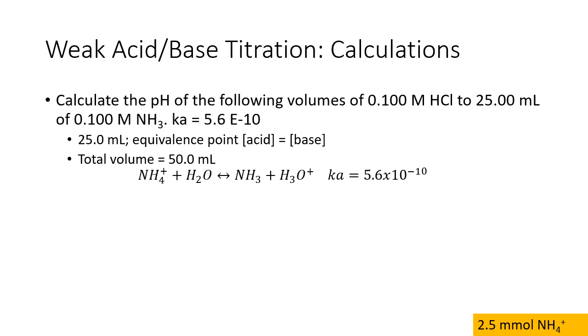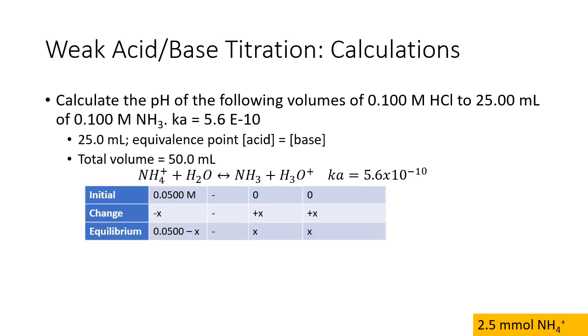So our total volume at the equivalence point is 25 plus 25, which equals 50 milliliters. And we know that we had 2.5 millimoles of ammonium. We got it in the ice table from before, because we started with 2.5 millimoles of ammonia. And for the same reason that we could just do molarity times volume in milliliters, we can also do millimoles divided by volume in milliliters and still get molarity.